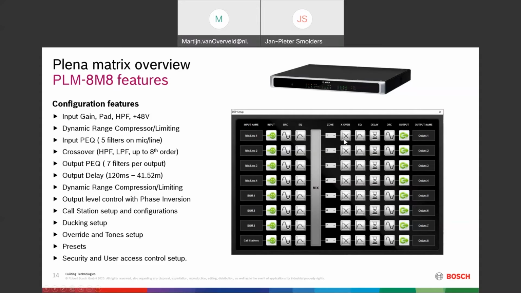And on the output, we have some additional features here, like a crossover, which you can maybe use if you're using a subwoofer and some top speakers, maybe in a venue where you have to play music or something like that. An EQ, a delay. The delay will allow you to delay the sound with 120 milliseconds. That means roughly 40 meters away from a stage, for instance, where you can then install a second loudspeaker to provide additional sound for the people that are standing in the back of a venue, for instance.